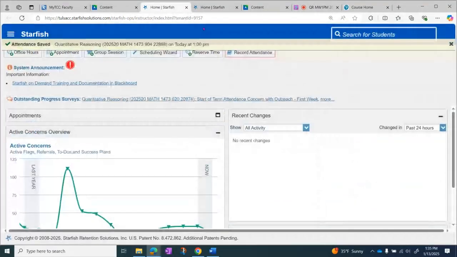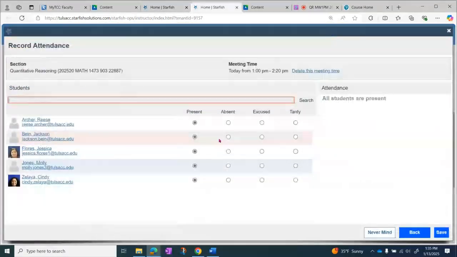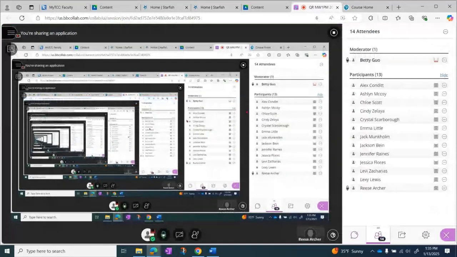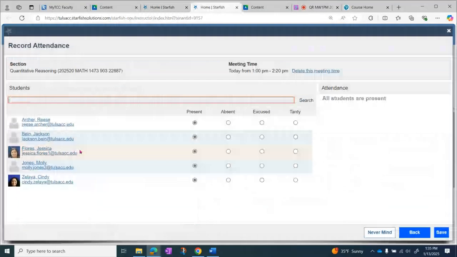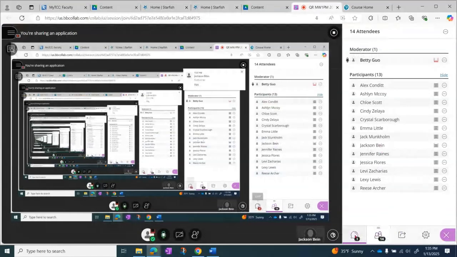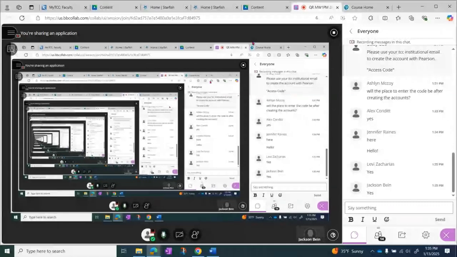The other section, 903, only has 5 students. 1, 2, 3, 4, 5. Is Riz here? I think I saw her. I'm here. Okay, awesome. Thank you. Riz is here. Jackson, is Jackson here? Jackson is here. Oh, so we have a Jack, and then we also have Jackson. Jackson Bain. Did you say hi to me? Hi, Jackson. Thank you. So Jackson is here.